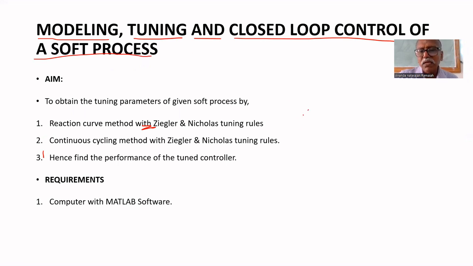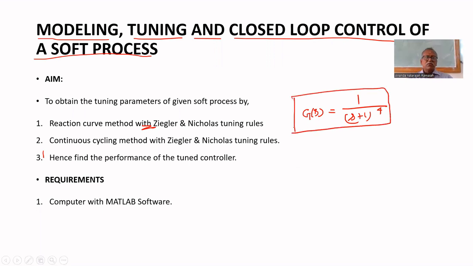Soft process means here you will be given a transfer function, 1 by (s plus 1) to the power 4, or 1 by (s plus 1) to the power 3, 1 by (s plus 1), or 1 by (s plus 5) to the power 6. Like that, a soft transfer function will be given. We have to control servo as well as regulatory response for the given soft process. This will be done in MATLAB environment.